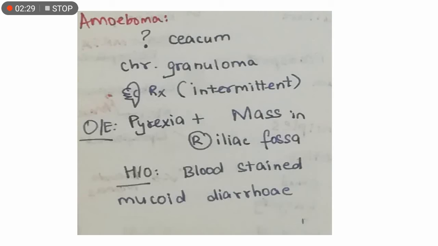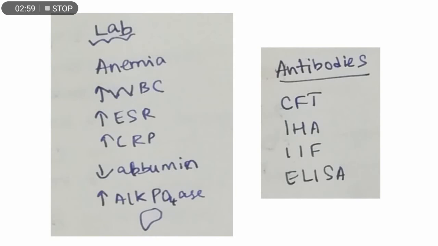And what is amoeboma? Where is it present? Amoeboma is a chronic granulomatous condition caused by amoebiasis. It's mainly present at the cecum. And when we do a treatment, we have to continue it. Otherwise, in case of intermittent treatment, amoeboma will form. On examination, there will be a mass in the right iliac fossa. That's where the cecum is present. Pyrexia is present. History of blood-stained and mucoid discharge suggests a history of amoebiasis all the time.